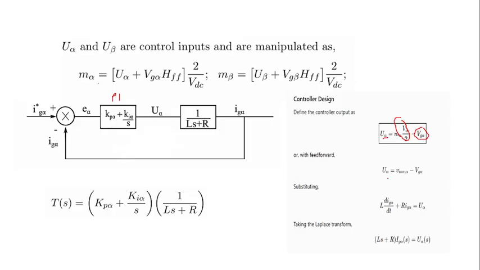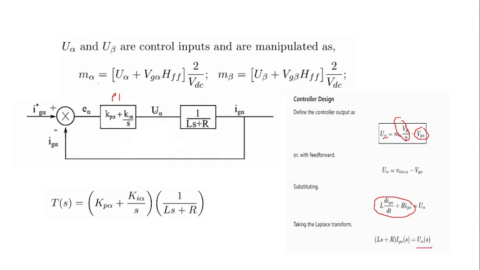So grid voltage minus inverter voltage can be considered as like this. With the feed forward, U alpha is V inverter minus V grid. Substituting these values here, V inverter minus V grid is considered as U alpha. Actually, this is the drop in the filter. That is V inverter minus V grid is drop in the filter. So this is considered as U alpha. This one. But what is U alpha here? U alpha plus VG alpha into HFF into 2 by VDC is M alpha. So you can keep U alpha here.